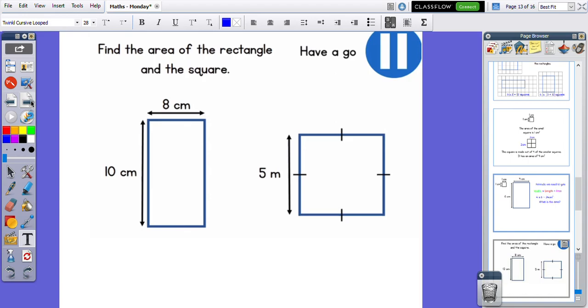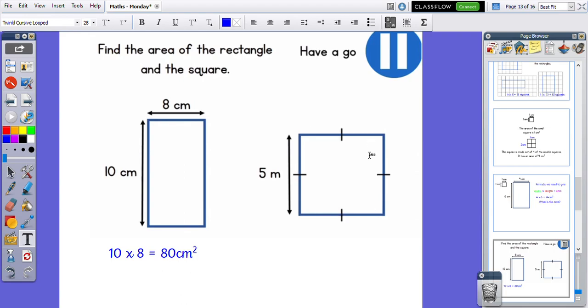Now I would like you to have a go at these ones. So you're finding the area of a rectangle and a square. Have a go at that for me. Okay, so let's think about the formula we used. Width times length, or length times width. So for this one, I'm going to do 10 multiplied by 8 to give me 80. And remember, we are working in centimetres, and I've got 2 dimensions, so it's going to be squared. So the area of this rectangle is 80 centimetres squared.